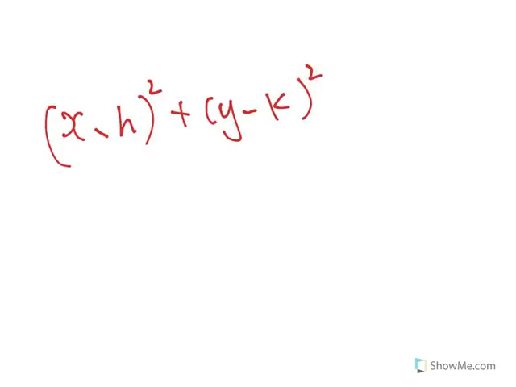Equation for circle looks like that one. Okay, x minus h square plus y minus k square equals r square. Okay, so it looks like that. Then h and k, what are h and k? H and k are the center of the circle. What is r?